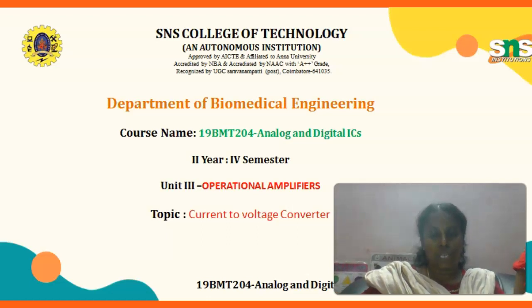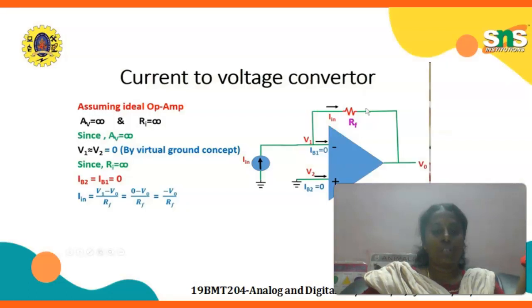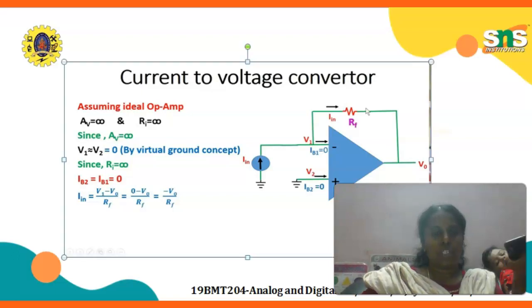I am going to take operational amplifiers. The topic name is current to voltage converter, under the subject analog and digital ICs. Here the input signal is applied to this current to voltage converter circuit.